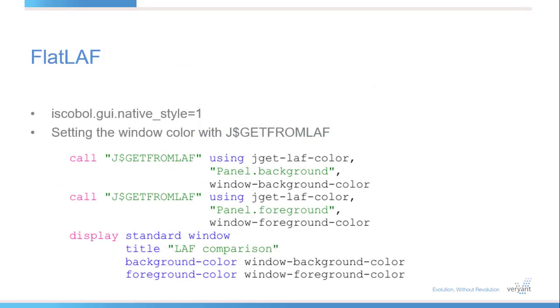If you use a Flat LAF style, you should also set ISCOBAL GUI native style to true. Now this is going to apply an LAF-dependent border to all the controls with a boxed style, meaning entry fields, combo boxes, etc. And currently, the LAF doesn't set your main window colors. If you want to apply the look and feel colors to your window, you can use $getFromLAF to pull the look and feel colors and apply them in your display statement, just like the example shown on the screen.